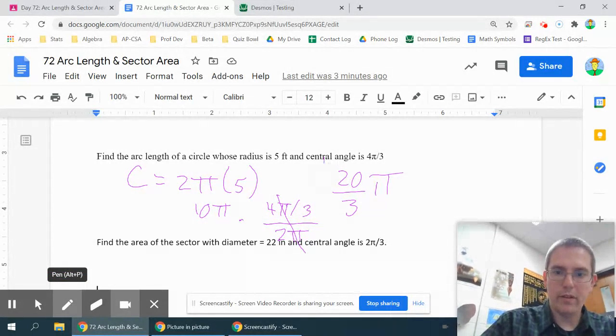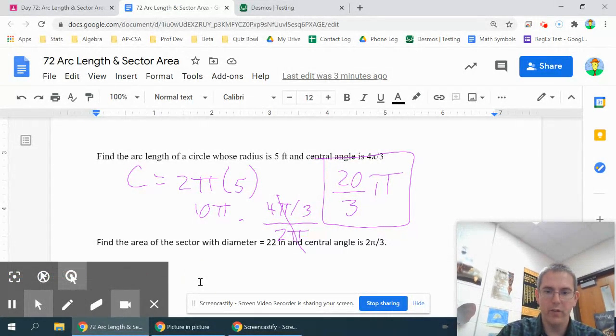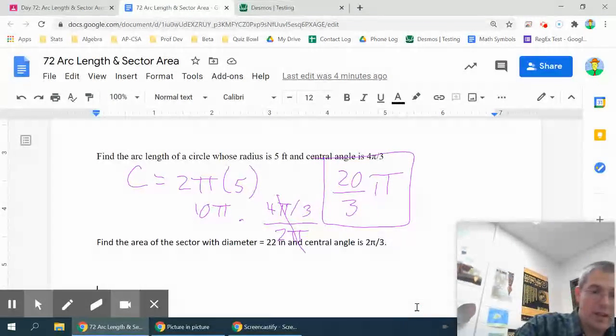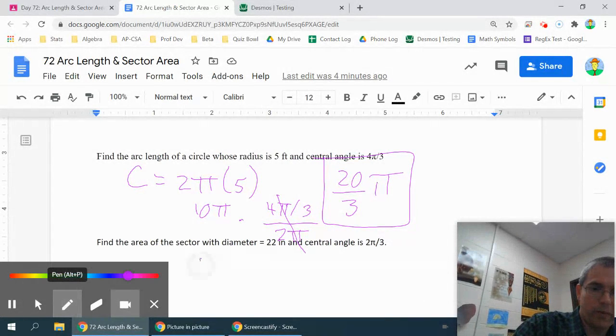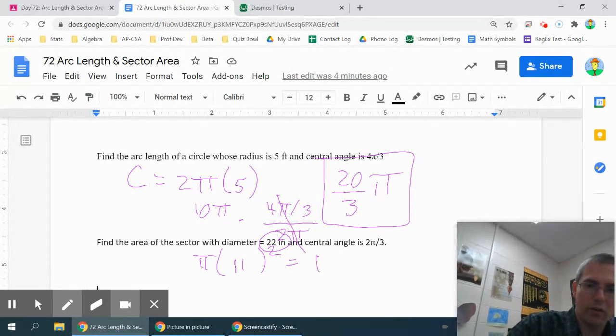And if you wanted that as a decimal, you could type the pi in your calculator and see what it is. On the next one, sector area, remember, start with the area of a circle. So in this case, area is pi r squared. Radius, it didn't give me, but it gave me a diameter of 22. That means my radius is 11. So the area of the whole circle is 121 pi.